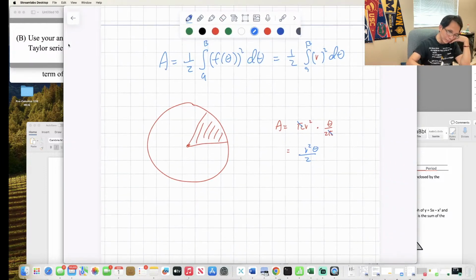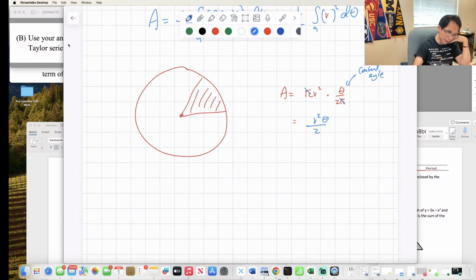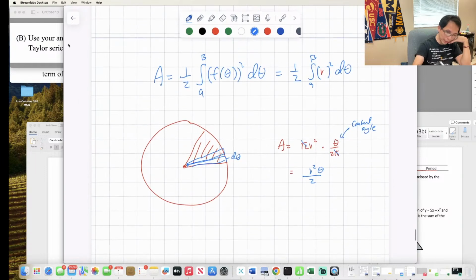So this is pi r squared, times the central angle. The pi is going to cancel out, so it's going to be 1/2 r squared theta. Now you're going to break up the central angle into an infinite amount of sections. Each slice you have here is going to be the d theta. So therefore you got d theta, r squared from here, and the 1/2 is from here.